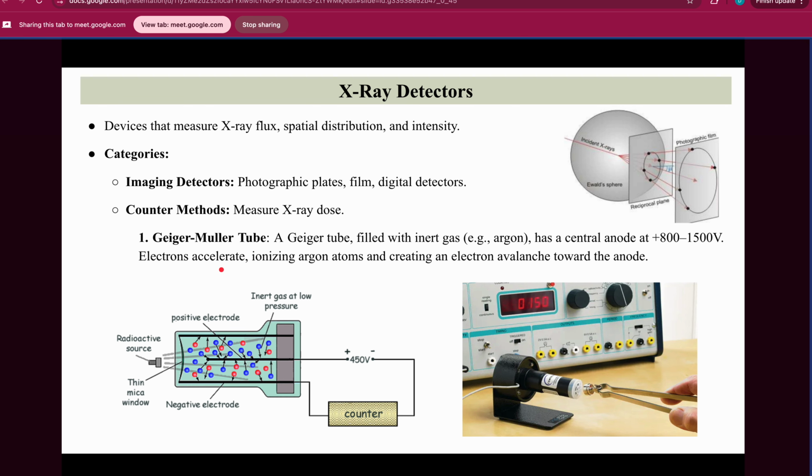Then electrons accelerate, ionize the argon atoms, and create an electron avalanche towards the anode. So in this case, what we are counting is the intensity of the pulse which is getting generated, because now the X-rays which are getting diffracted back are coming to this tube. This tube is collecting it. Now this tube is already filled with argon. So it depends on the intensity at which the X-rays are getting diffracted. With that intensity, they will hit these inert gas molecules, and then they will ionize these argon atoms.